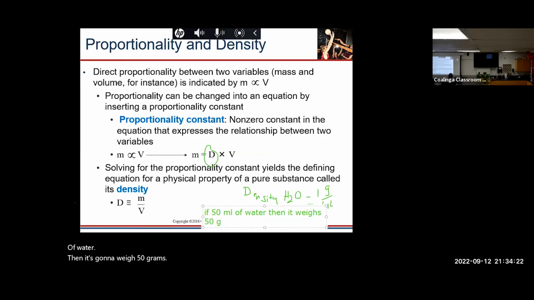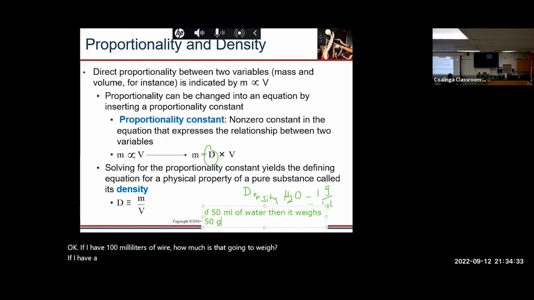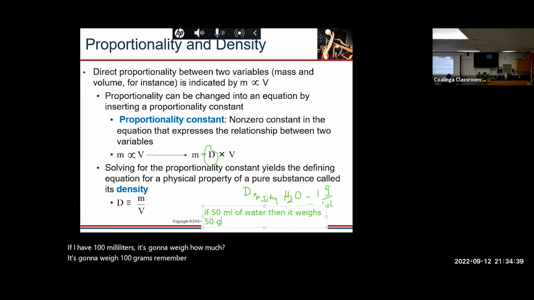Okay. If I have 100 milliliters of water, how much is that going to weigh? 100 grams. 100 milliliters is going to weigh 100 grams. Remember, weight is going to be grams. Milliliters is volume. Okay.